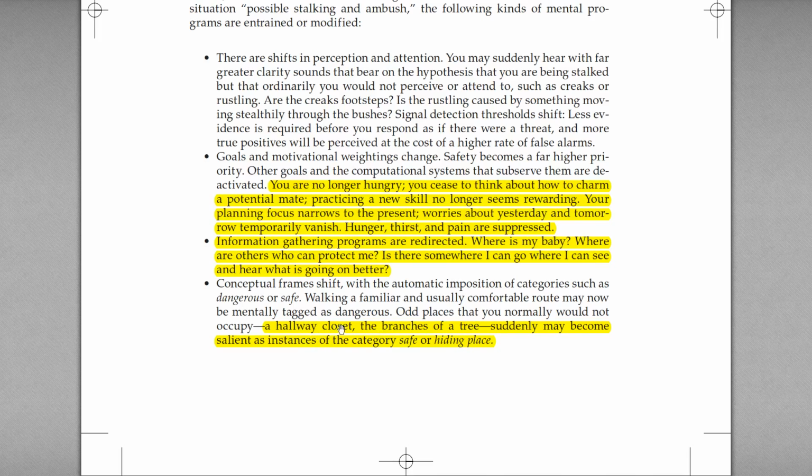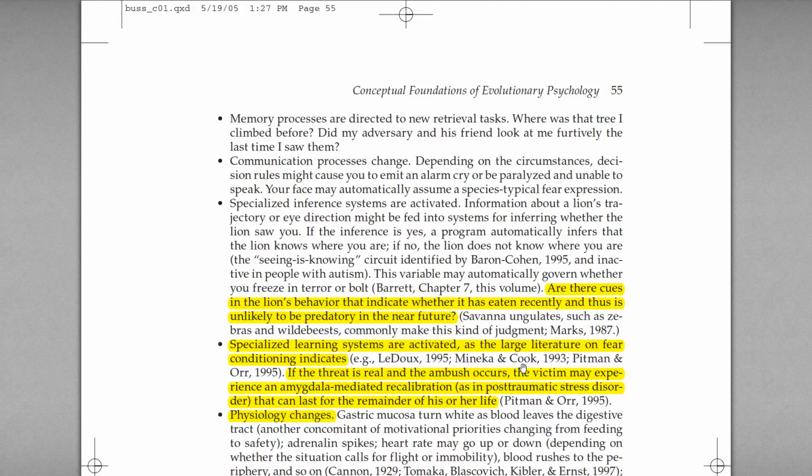Oh yeah, and a hallway closet or branches of a tree can suddenly be perceived as categories of safe or hiding place. So usually, if you're in a playing mode, with these happy-go-lucky emotions, then you see trees as something good, like toys, you want to play around them. But when you fear, you perceive them in the categories of safe and hiding place. That's why you need these emotions to tell your brain, hey, now you need to access this kind of categorization of the world.